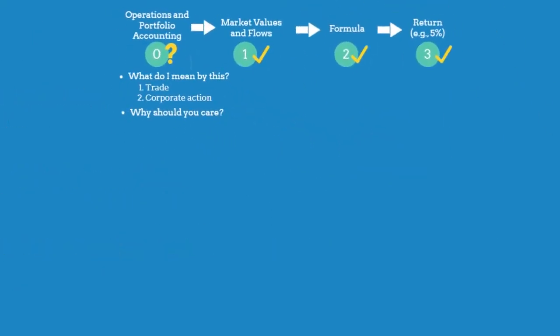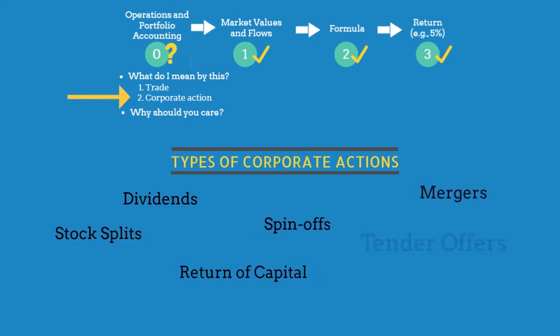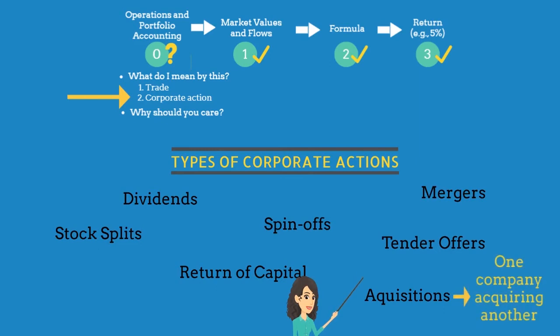Okay, so now that we got the disclaimers out of the way, I will show you the second example, which is called a corporate action. Now, there are many types of corporate actions, but the one I will show you here is called an acquisition, or one company acquiring another.